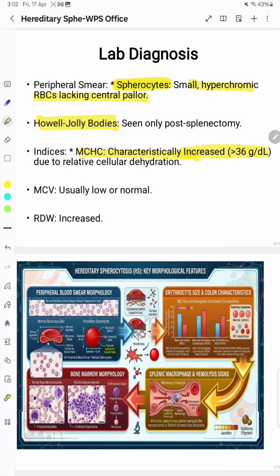There are Howell-Jolly bodies. They are seen only after splenectomy, as normally these are plucked out or destroyed by the splenic macrophages, but after splenectomy Howell-Jolly bodies can be seen. Howell-Jolly bodies are dark nuclear remnants or DNA remnants seen in post-splenectomy patients, severe hemolytic anemia, and megaloblastic anemia.